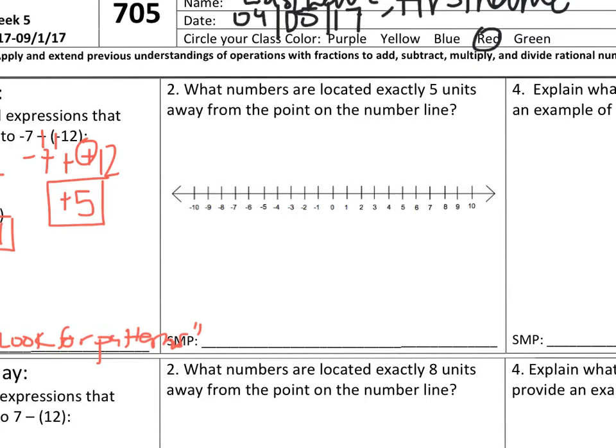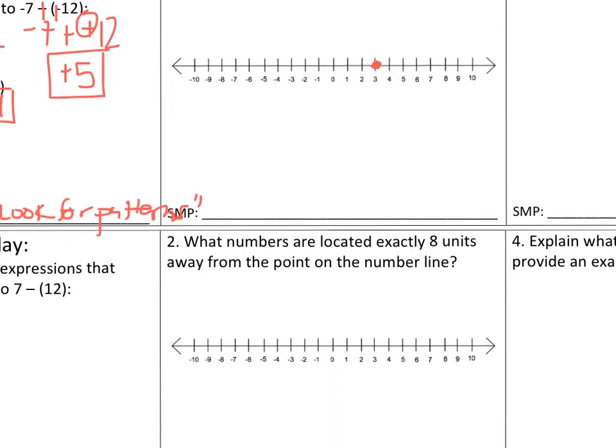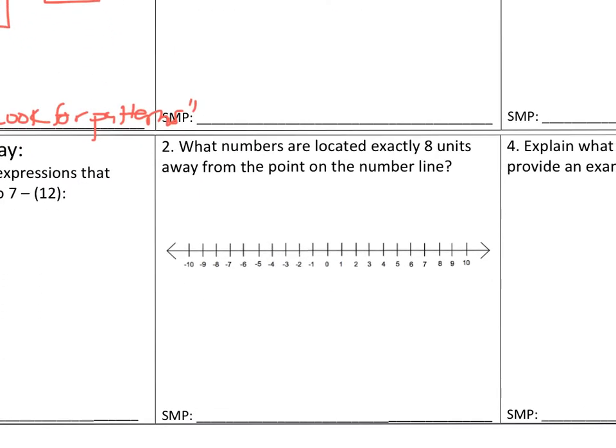So let's say number 2, I want you guys to put your dotted line at +3. So go ahead and put a dot at positive 3. Okay? Now for Wednesday, number 2, says what numbers are located exactly 8 units away from the point on the number line. Here, your point on the number line will be negative 2.